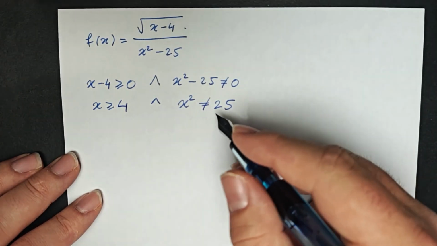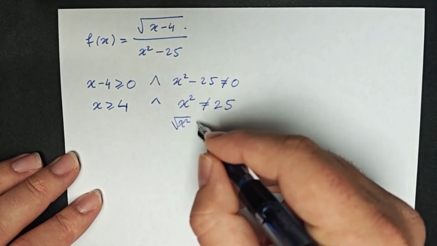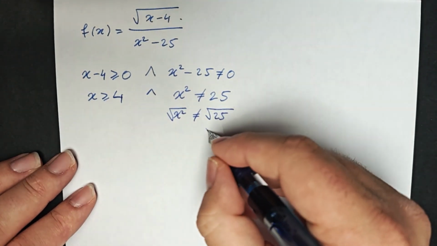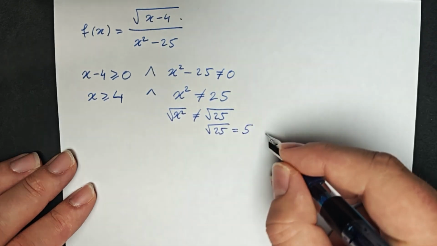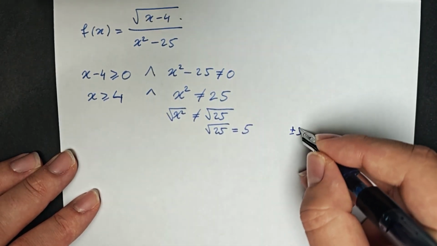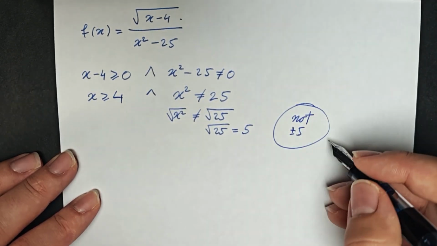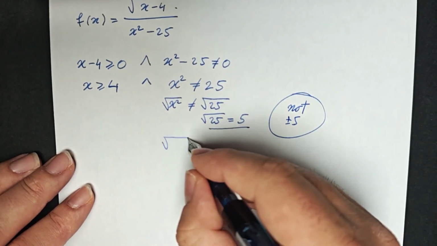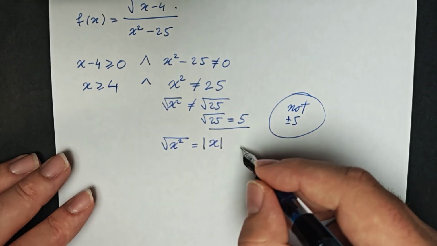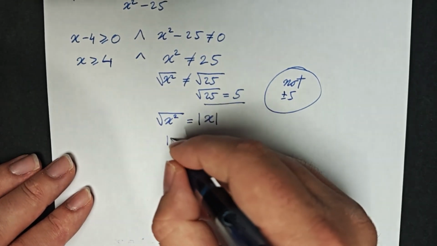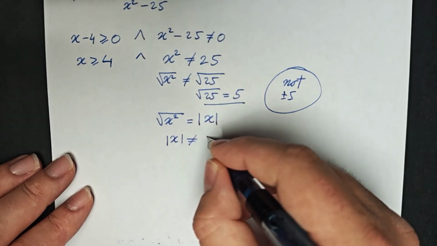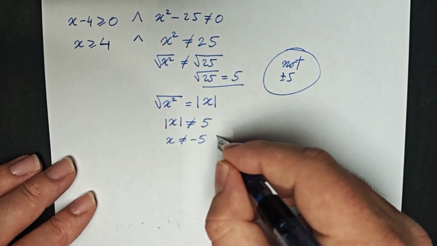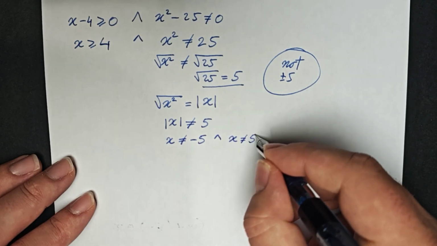We are going to take a square root of both sides, so we have a square root of x squared to be different than square root of 25. As you know, the square root of 25 is equal to 5, not plus or minus 5. Remember, that is important. It is just number 5. And the square root of x squared is equal to the absolute value of x. Therefore, we have that absolute value of x has to be different from 5, and that is going to give us that x has to be different than negative 5, and x has to be different from number 5.